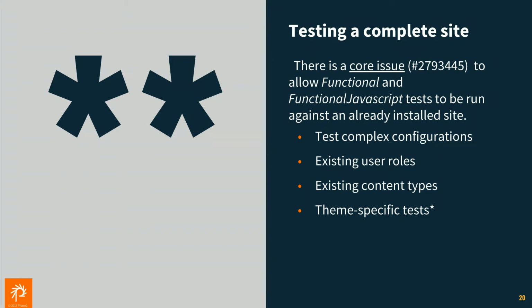I have an asterisk next to the theme-specific tests here because it is actually possible to write kernel and functional tests against themes if you tell it to use your theme before the test. Or in the case of the kernel tests, if you sort of manually load your twig or do your rendering yourself. But it's not recommended unless your theme has a lot of really heavy logic in it, which ideally it doesn't.